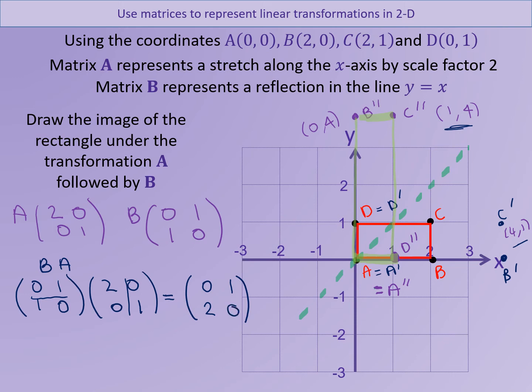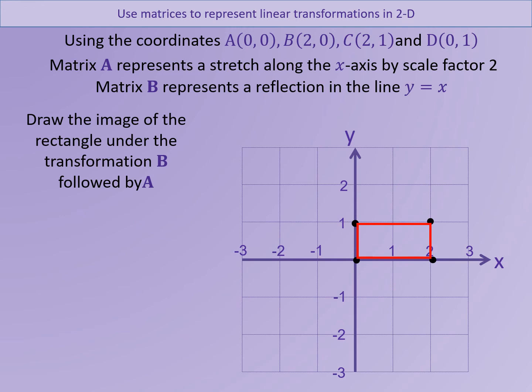And we can use this matrix with that original point C to check whether this works. So [0, 1; 2, 0], does it take C to C double prime? So (2, 1), which is our C value. And if we multiply this out, we get 1, and 2 times 2 is 4. And yes, indeed, there is our C double prime. And so this matrix represents the transformation of A followed by B.